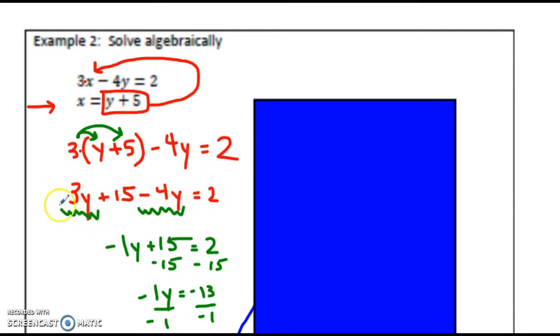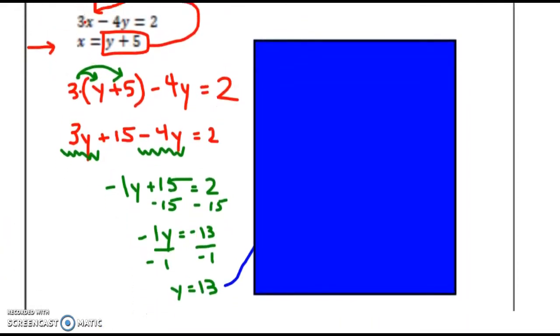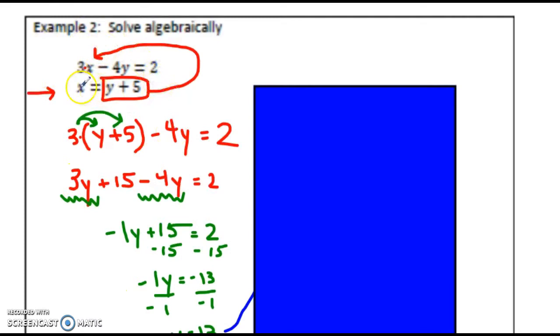So by combining positive 3y with negative 4y, we get negative 1y. We still have a 15 that we're going to move to the other side. And then if we do our math right, 2 minus 15 gives you negative 13, and we still have this negative 1 to divide. So if everything is done correctly, you get a y value. The problem with this question is we still don't have an exact value for x. All we know is that x equals y plus 5.